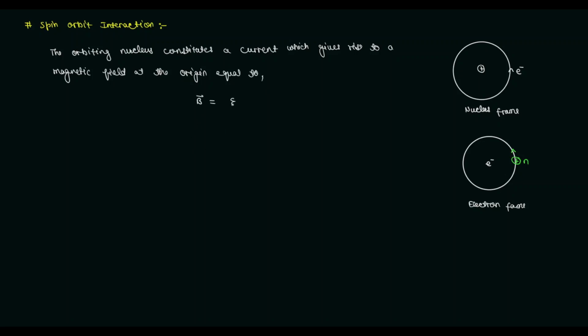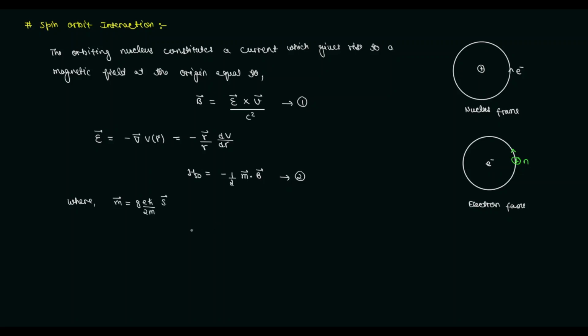E cross v divided by c squared, where E is the electric field at the electron due to the nucleus and V(r) is the corresponding potential energy. So therefore we can write the electric field in terms of potential energy. This equation 1 comes from the transformation of electric and magnetic fields in special relativity. So this magnetic field interacts with the spin of the electron to give a term in the Hamiltonian as minus half m dot B, where m is the magnetic moment associated with the spin and it is equal to g times e h-bar divided by 2m_e and then the S vector.